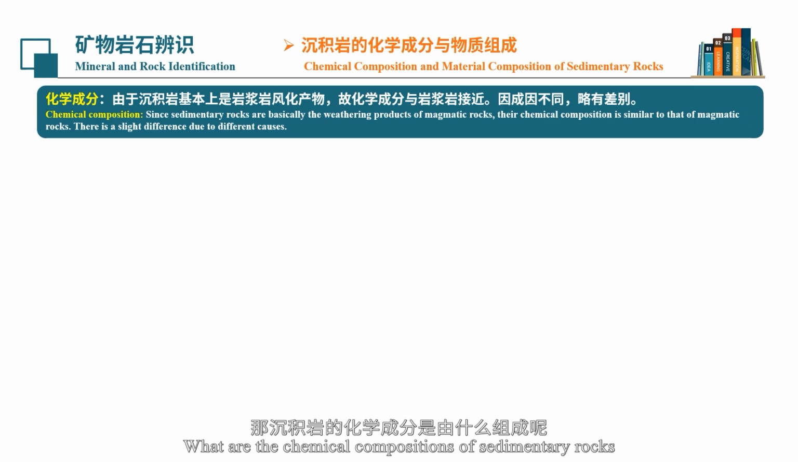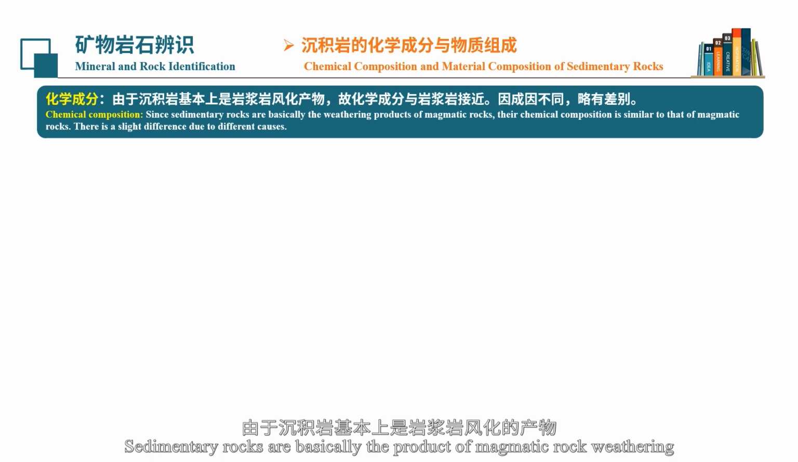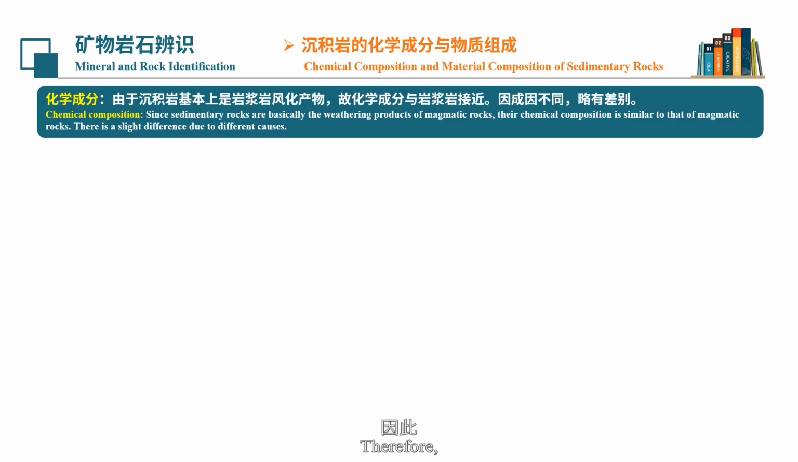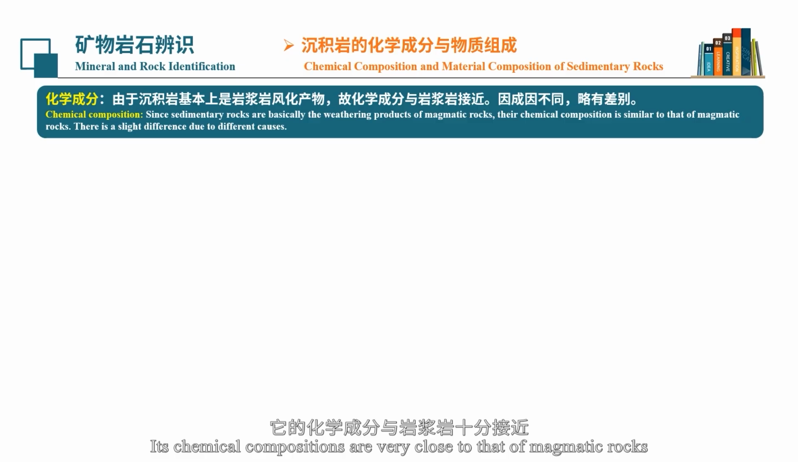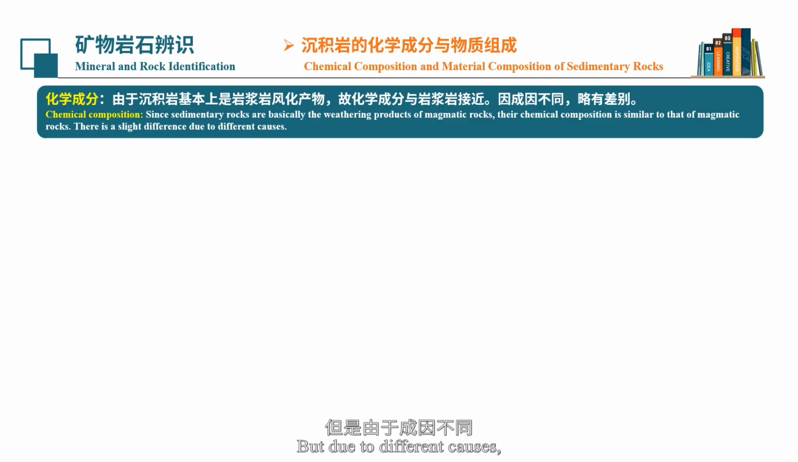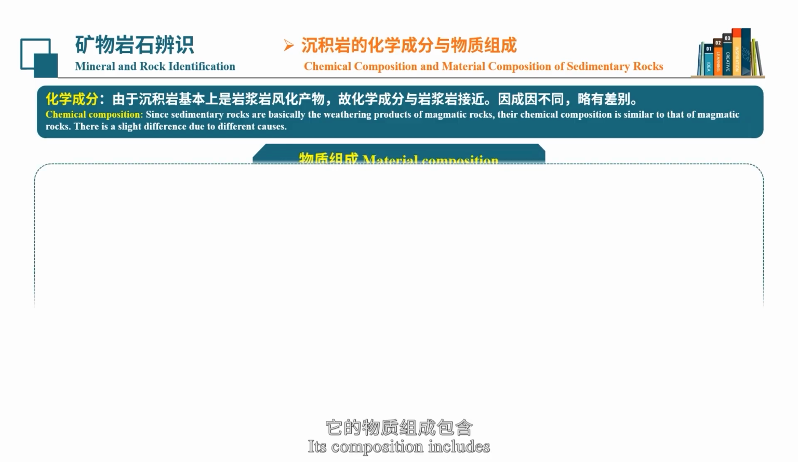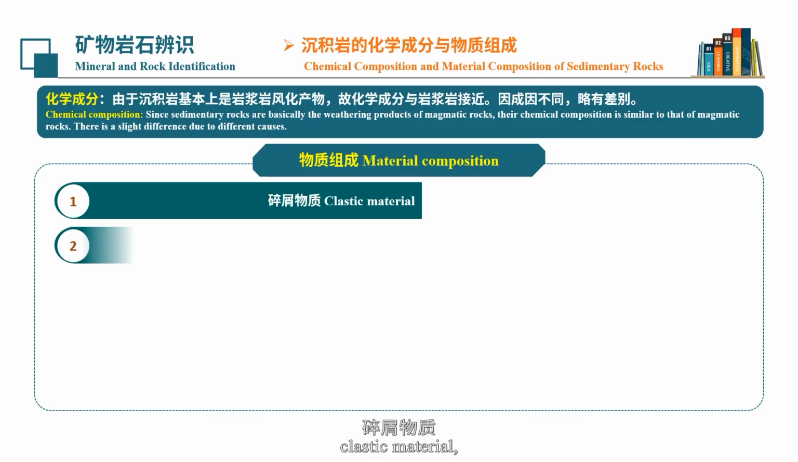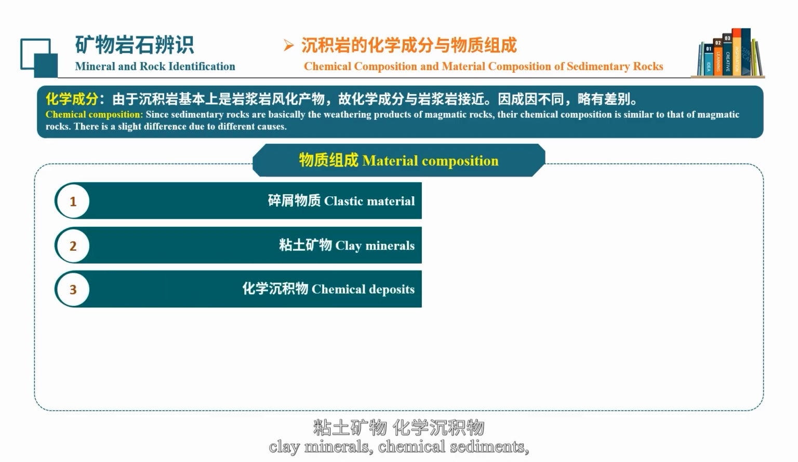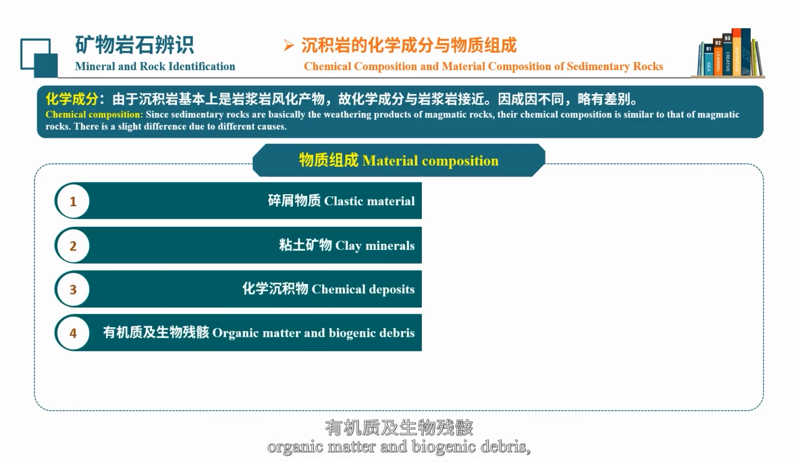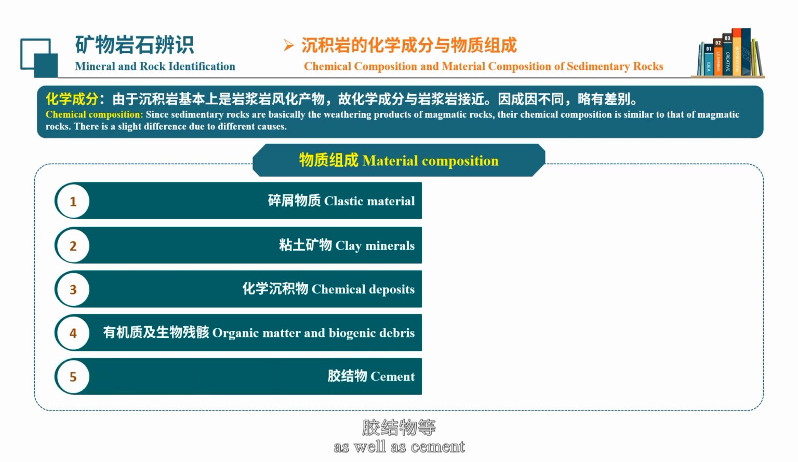What are the chemical compositions of sedimentary rocks? Sedimentary rocks are basically the product of magmatic rock weathering. Therefore, their chemical compositions are very close to that of magmatic rocks. But due to different causes, there is a slight difference. Their composition includes clastic material, clay minerals, chemical sediments, organic matter, and biogenic debris, as well as cement.